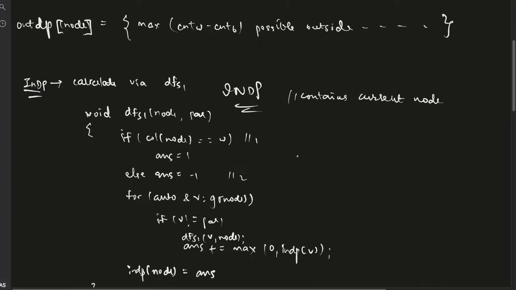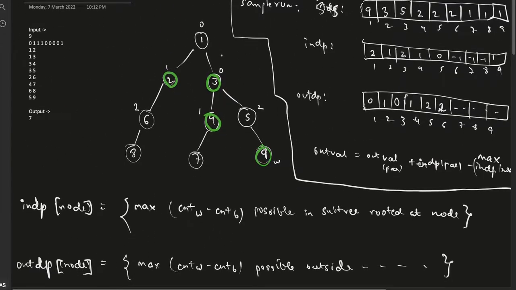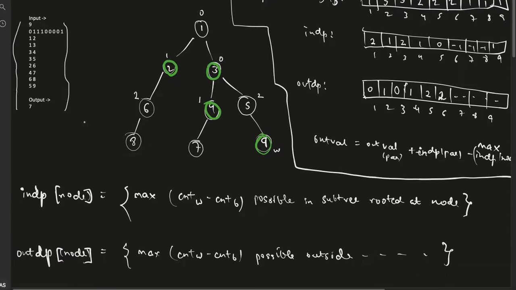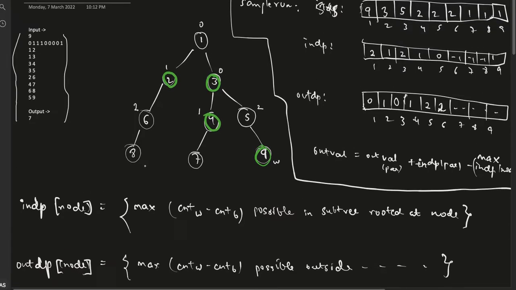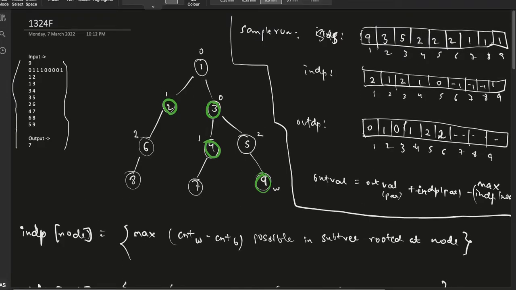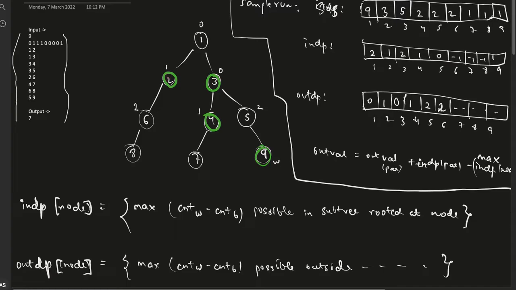Now the way we solve it is, let's consider an example first. This is the example given in the question. Now we define Ndp to be the maximum count of white minus count of black possible in the subtree rooted at node. So what I mean by this statement is if our current node is 2, then Ndp of node would store the maximum count w minus count b possible in this subtree.